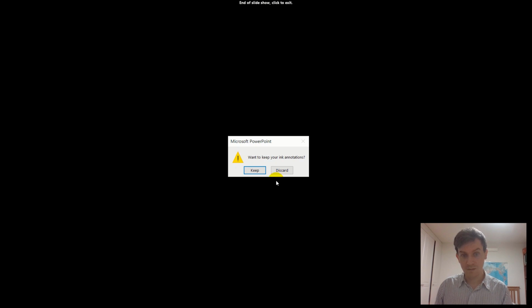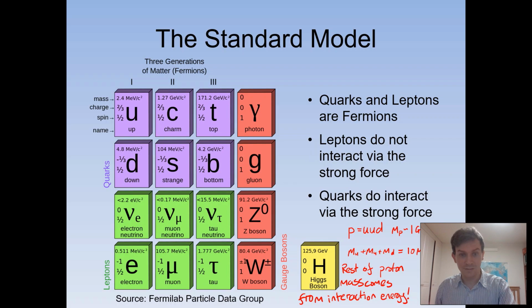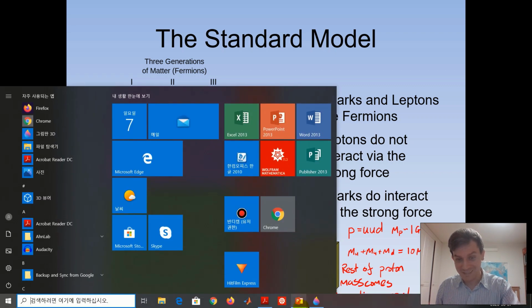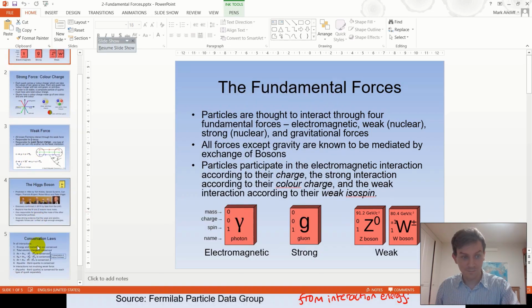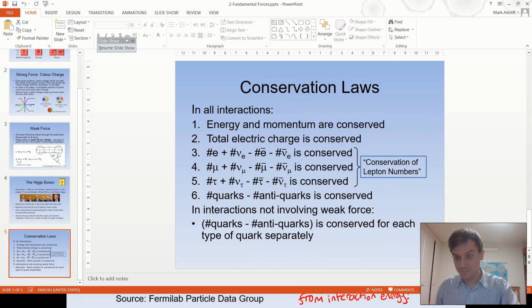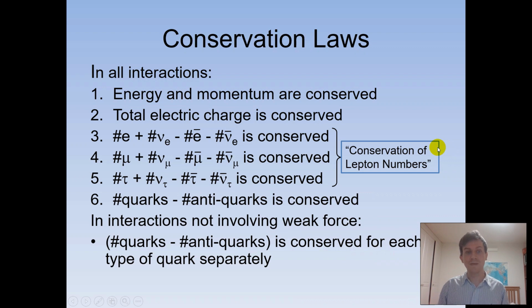Oops, I want to go back. Okay, should discard. That's a shame. Right, okay, let me load that up again. Okay, going back here.